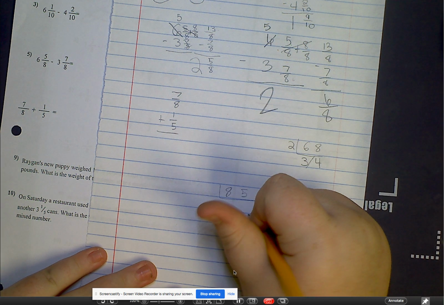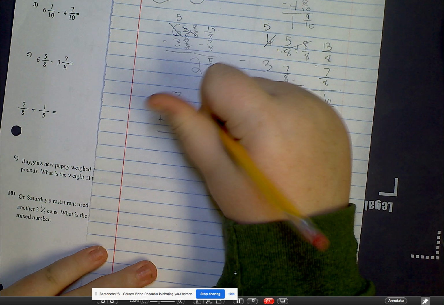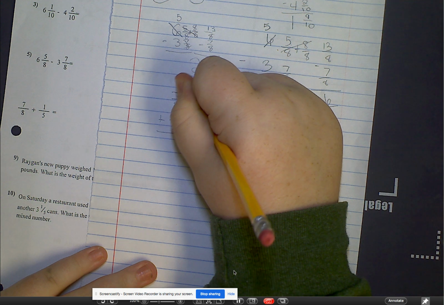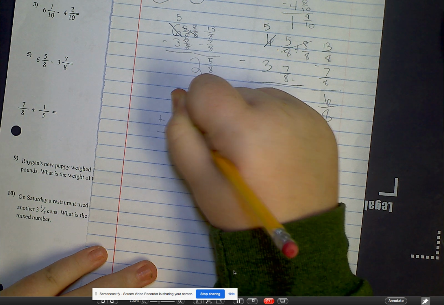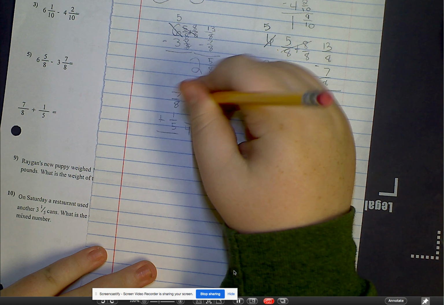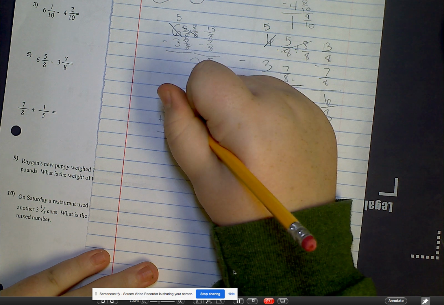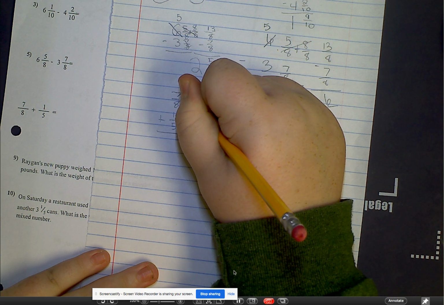Multiply them together. So 8 times 5 is 40. Okay, so then 40 is going to be your least common denominator. Good. So now tell me the process. Louder, I can't hear you. Okay, so 8 times 5 is 40.